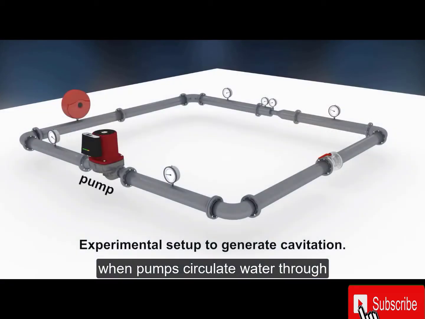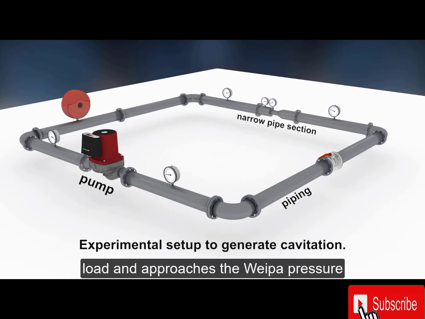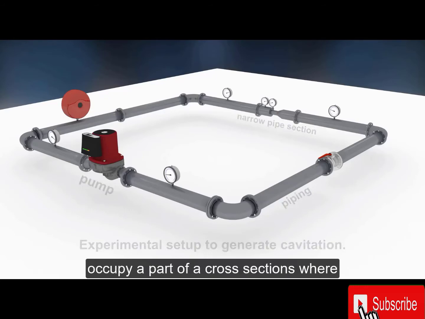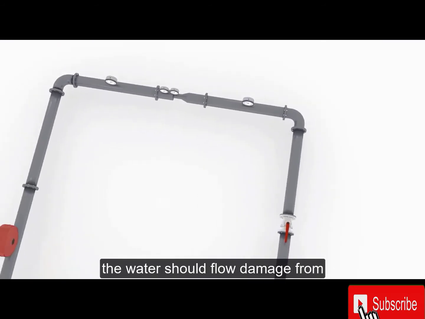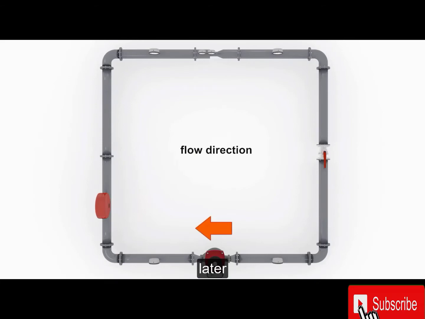When pumps circulate water through piping systems, cavitation can occur where the pressure is lowest, at the inlet of pumps and in narrow pipe sections. If the pressure at the inlet of a pump is low and approaches the vapor pressure, cavitation can occur at the pump impeller as we have seen at the ship propeller. The pump can deliver less water because the cavitation bubbles occupy a part of the cross-sections where the water should flow. Damage from collapsing vapor bubbles will be shown later.